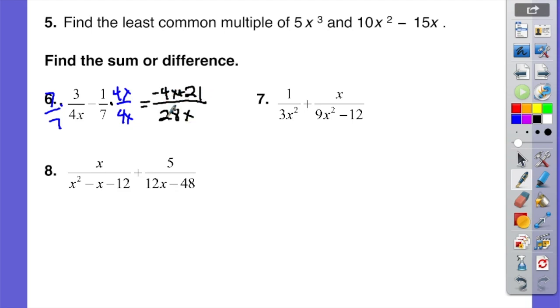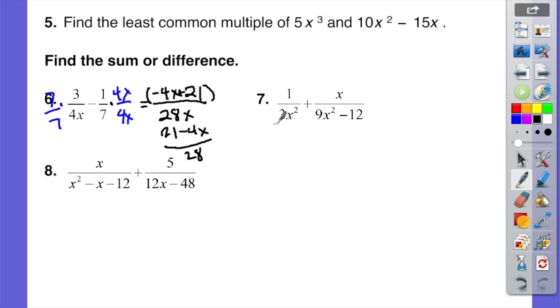Now, I already know that, remember, this is a binomial. I cannot factor out a negative 4 here because it's just 3 and 7. That means this is the final answer. You can also write it 21 minus 4x, but I don't like that order.